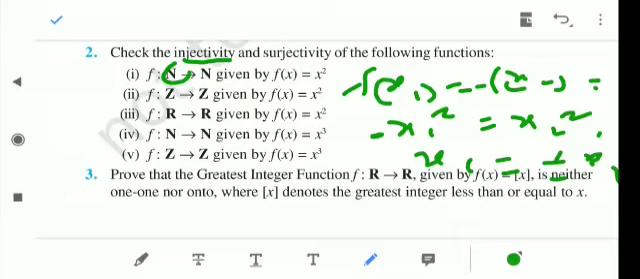Let us look at the surjectivity. So in surjectivity, now let us see the range of the function.